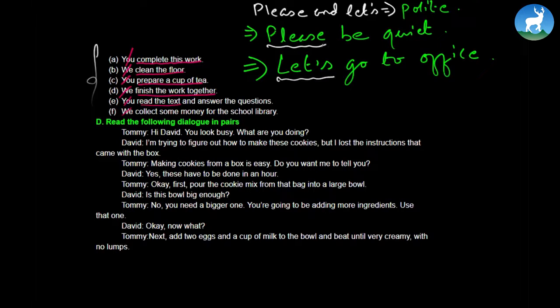Okay. Now, what follows here is a conversation. Okay, a dialogue is here. So let's read this dialogue, and let's try to figure out what this dialogue is all about. Read the following dialogue in pairs.